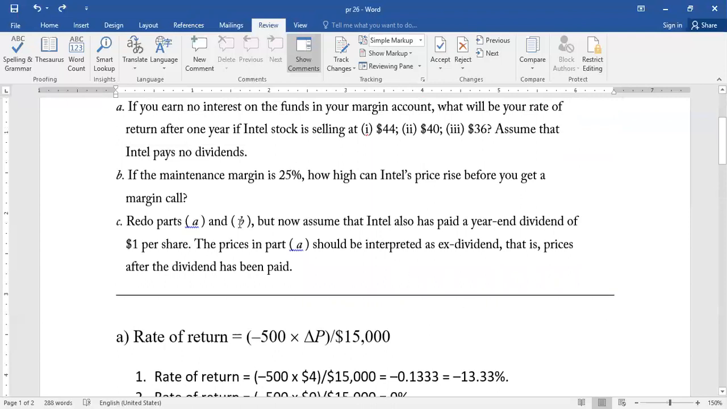As for part C, you're telling us to redo parts A and B, but now assume that Intel also has paid a year-end dividend of $1 per share. The prices in part A should be interpreted as ex-dividend, which means prices after the dividend has been paid.